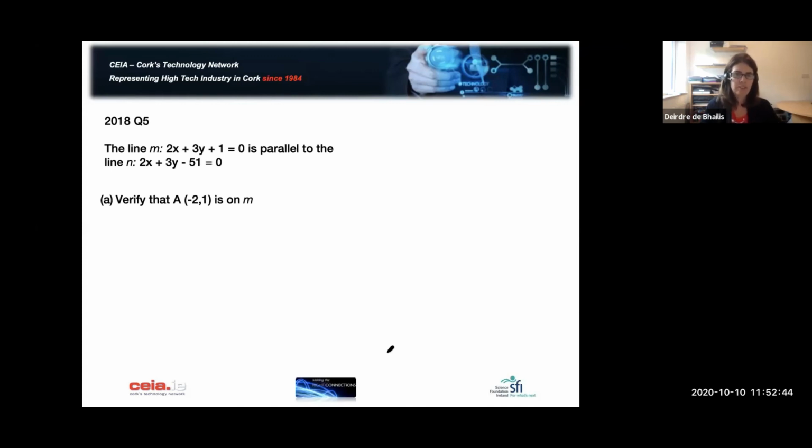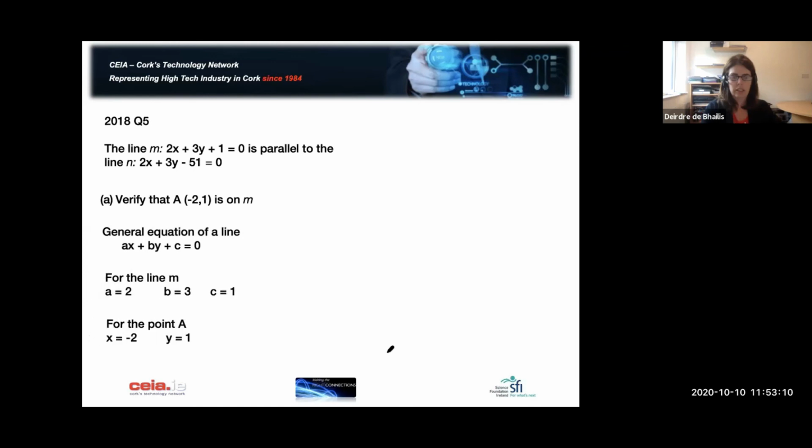And it's saying verify that the point A, which is -2 and 1, is on M. So again, we know that if a point is on a line, then it should satisfy the equation of the line. So the equation of the line, in this case, is 2x plus 3y plus 1 equals 0. And the point A is -2 and 1.